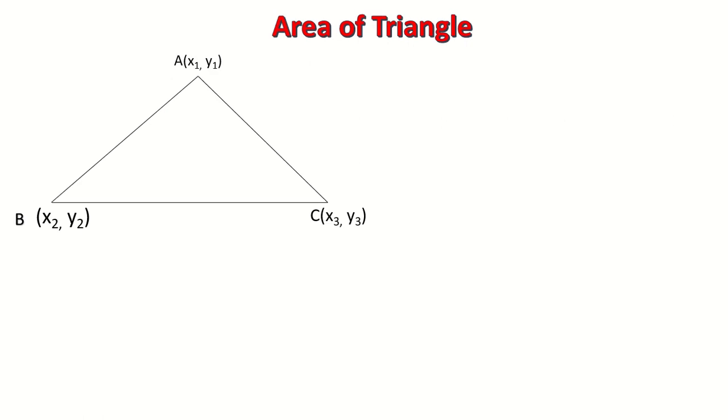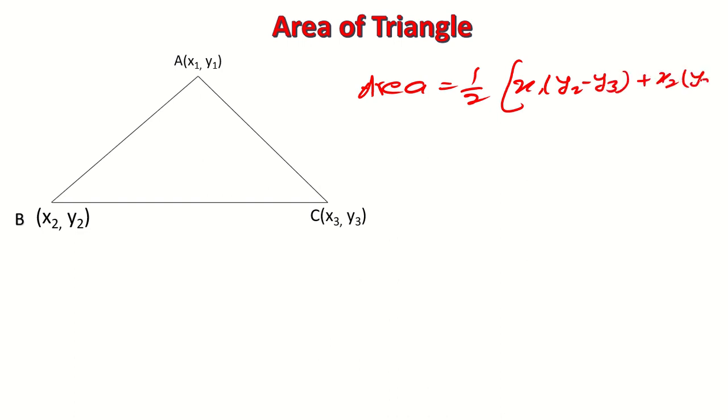Now another thing is the area of a triangle. Maybe you can have a 1 mark or 2 mark question with this. In this case, 3 points will be given to us, x1, y1, x2, y2 and x3, y3. So what is the formula for the area of the triangle? Area is equal to half of x1 into (y2 minus y3) plus x2 into (y3 minus y1) plus x3 into (y1 minus y2).